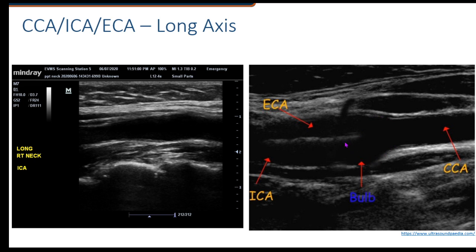But how did I know that one was ECA and one was ICA? When you look at this, yes, this one does look a little larger, but you can't always depend on that. What's going to tip you off is this branch off the ECA. We should not typically see branches off the ICA. Are there congenital variations? Yes, there are, but we're talking about typical configuration, and we're not talking about any kind of collateralization that can come with some disease states.